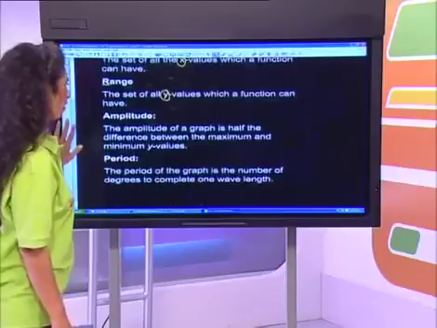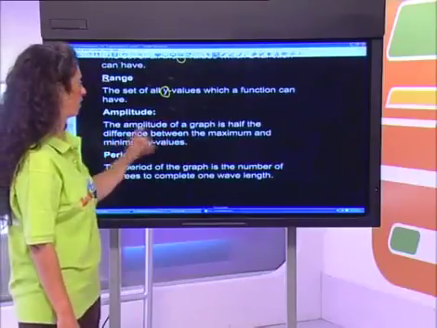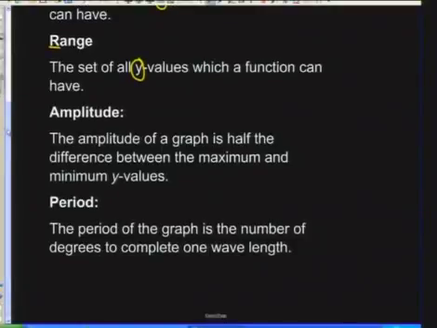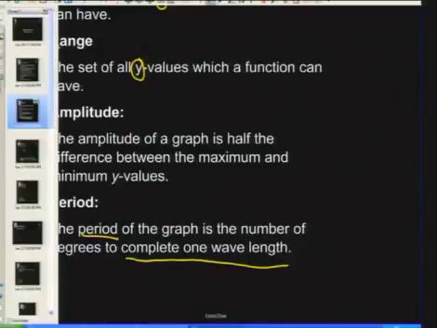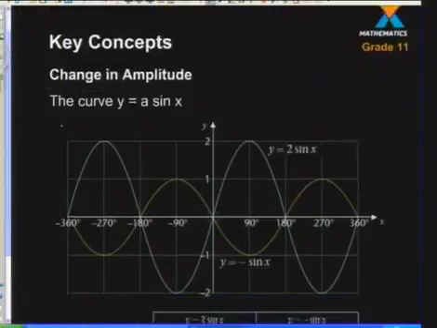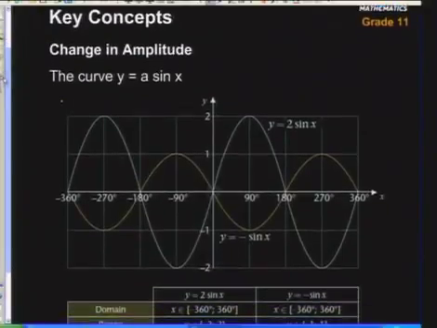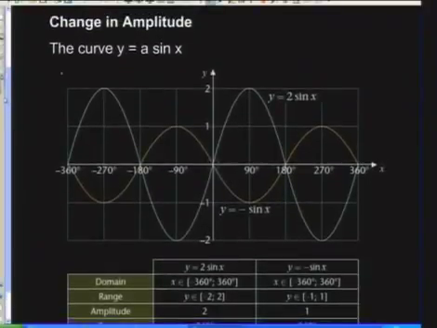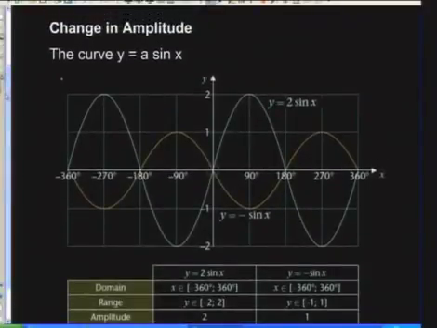The amplitude of a graph is always defined as the difference between the maximum and minimum y values. And the period of the graph, very specific definition for period, it's the number of degrees that the curve takes to complete one wavelength. So we'll look quite intensely at the period of functions. Having said that with our key concepts, I want to now look at the graph of y equals a sine x, which we are calling a change in amplitude.